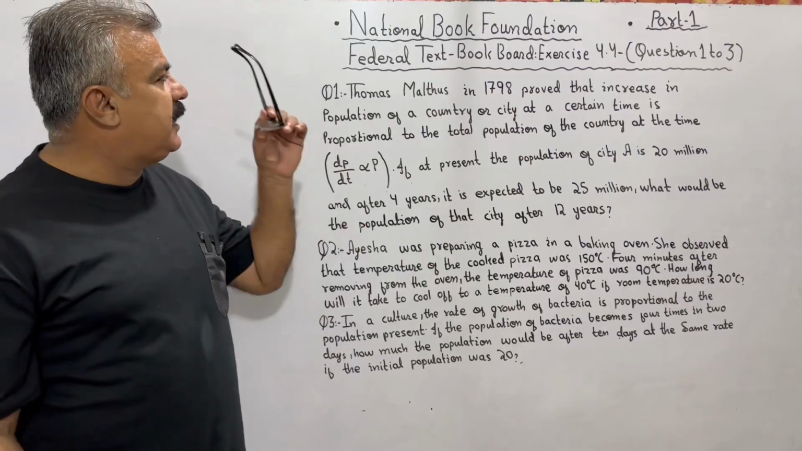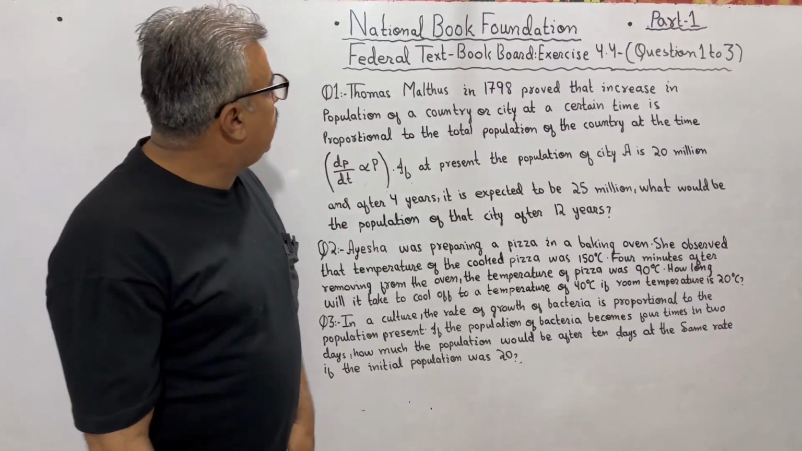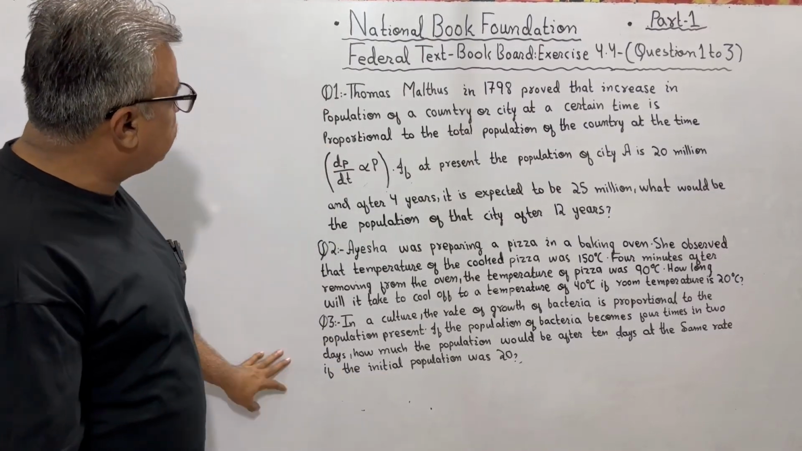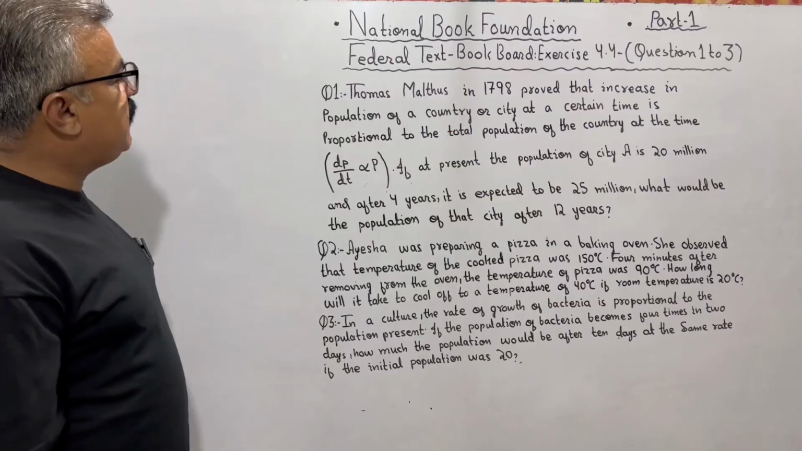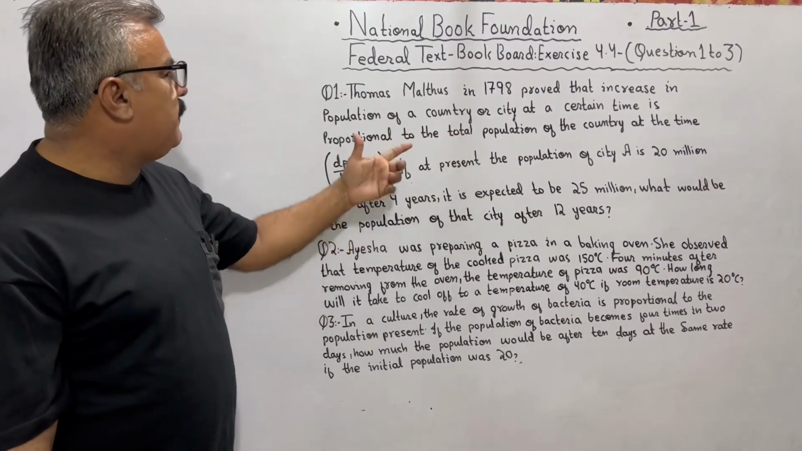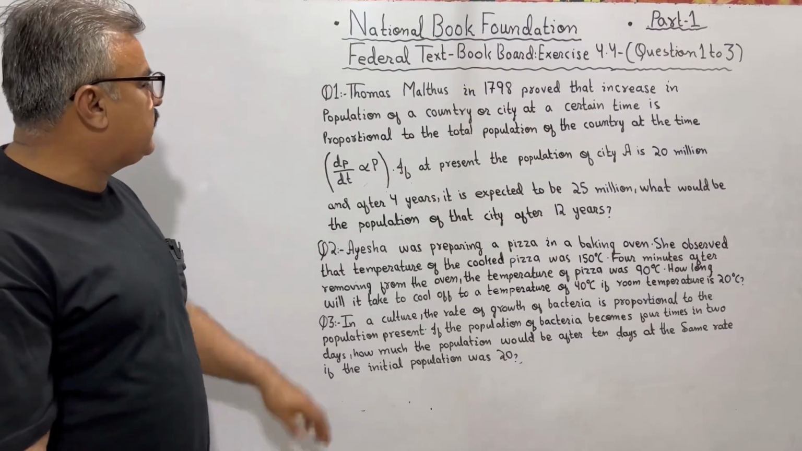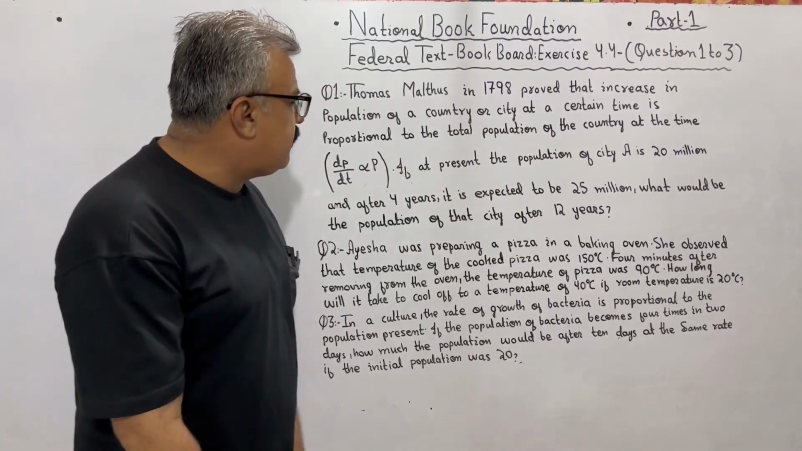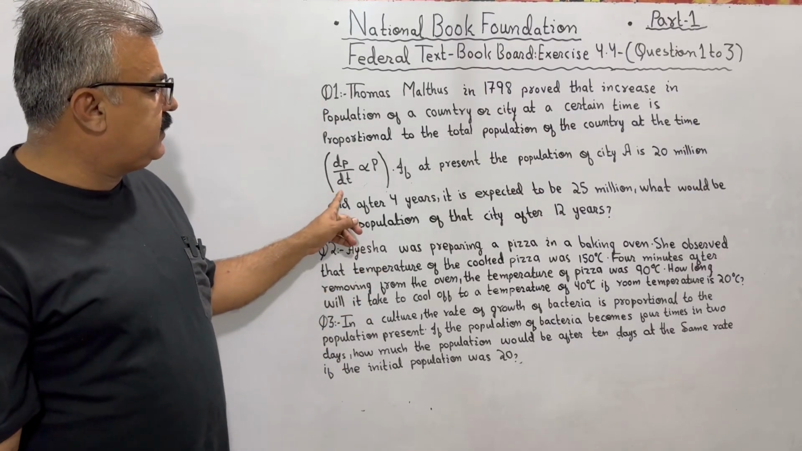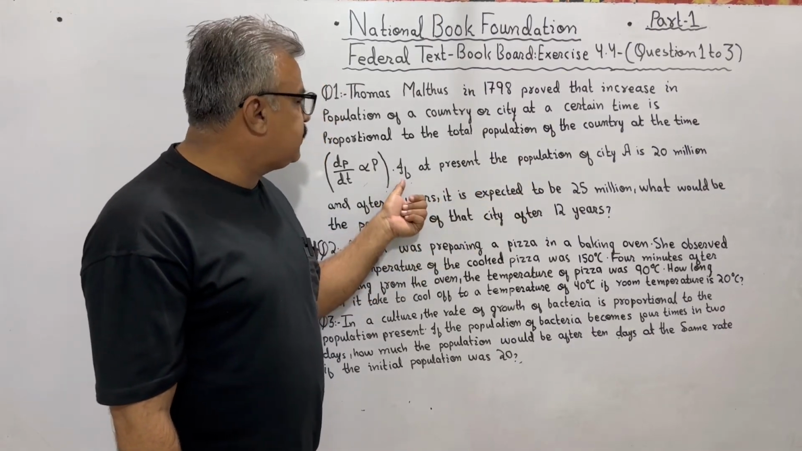Just get along. Exercise 4.4, questions 1 to 3, half exercise. A wonderful application of calculus, let me say differential calculus. Question number 1 reads as it is, some sort of history. Thomas Malthus in 1798 proved that the increase in population of a country or a city at a certain time is proportional to the total population of the country or the city at that time. Mathematically, it's this one. At present, the population of A is... our question starts from here.